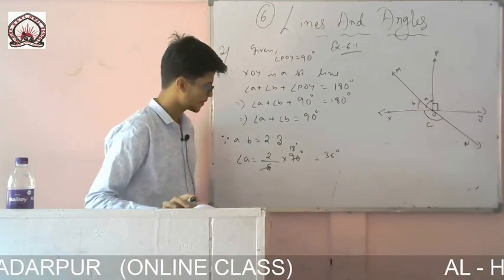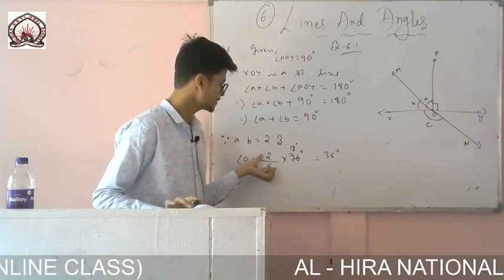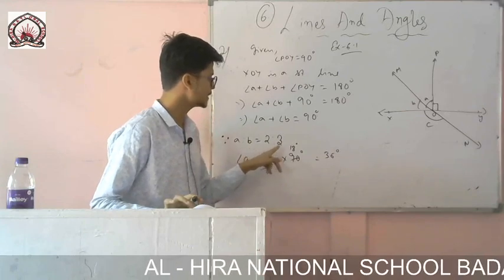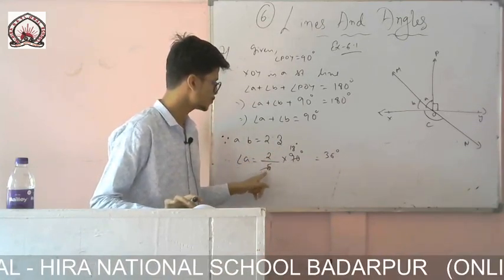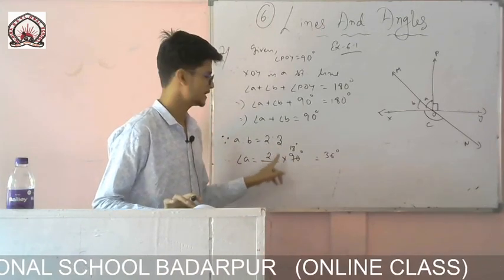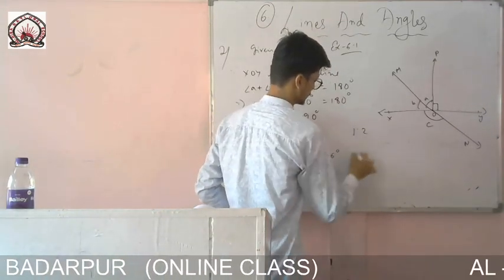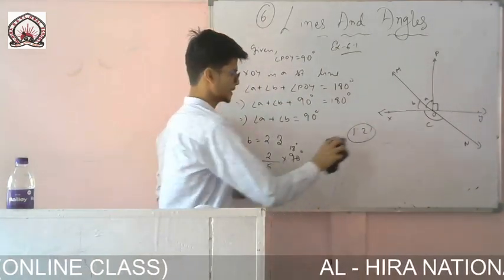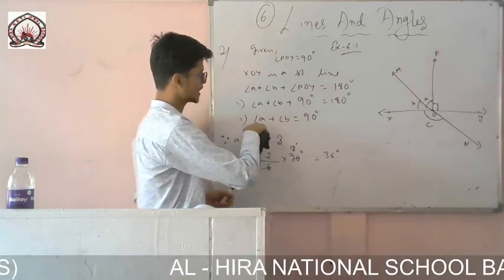36 degrees. Okay. So now you see what I have done. I have found only angle A. Angle A is equal to 2 by the sum of the ratio. If I want to find angle B, then I will write 3 by 5. Here I am finding angle A, so it is 2 by 5. 5 is nothing but the sum of the ratio, 2 plus 3. If the ratio was given 1:2, the sum of the ratio will be 1 plus 2, that is 3. So keep it in mind. And here 90 degrees is the measure of that angle, A plus B.